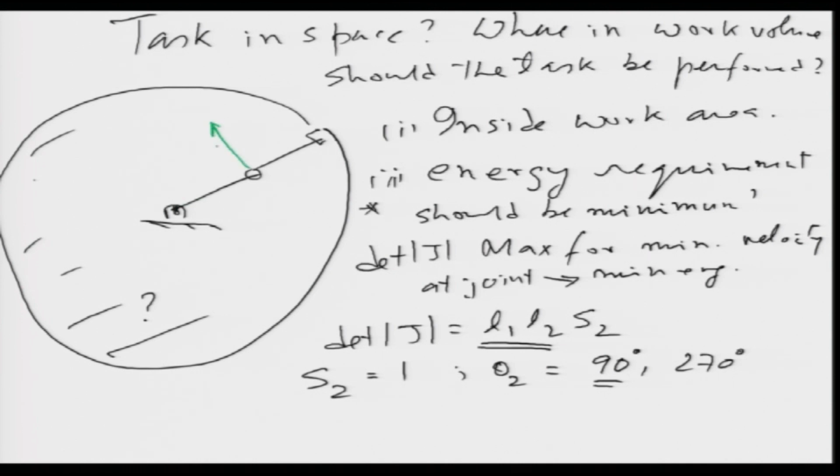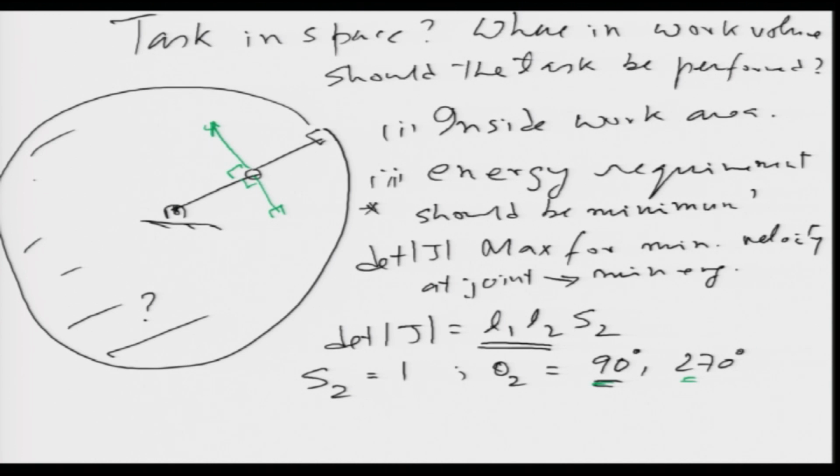So, this would be one position where theta 2 is 90, the other is downward here, where this is 90 here. Okay. So, this is theta 2 equal to 90 and this is equal to 270. So, we should perform a task in a location where your theta 2 is 90 or 270 to get minimum energy requirement. Now, does it really happen like that?